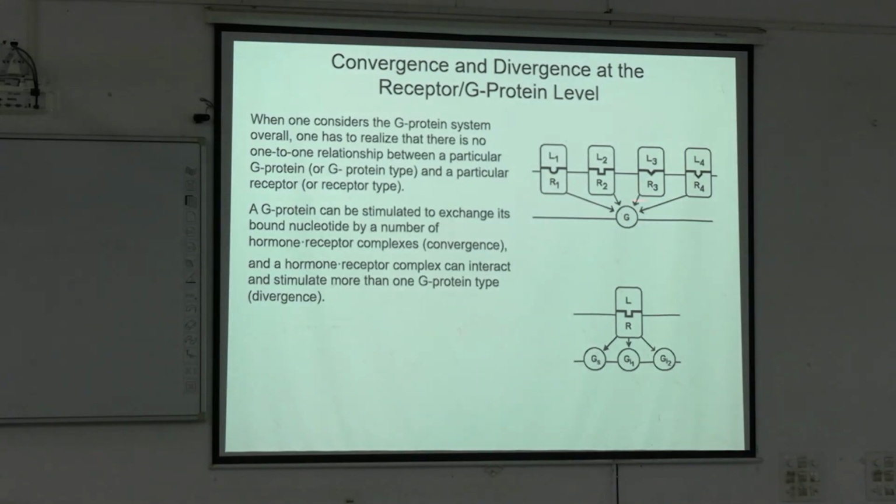If different ligand receptor bindings stimulate a similar type of G protein, it is convergence. If they diverge to activation of different types of G protein, it is divergence.